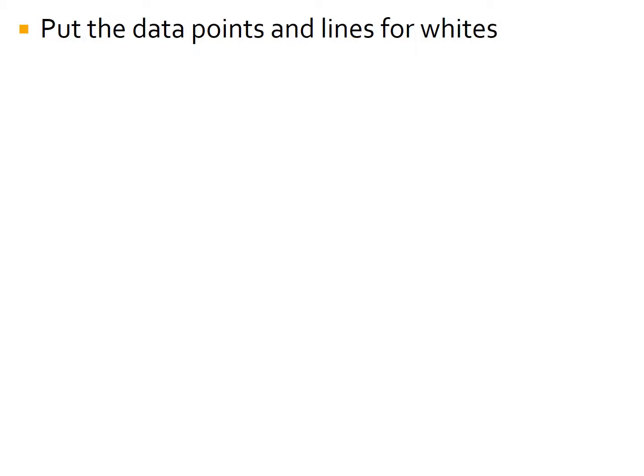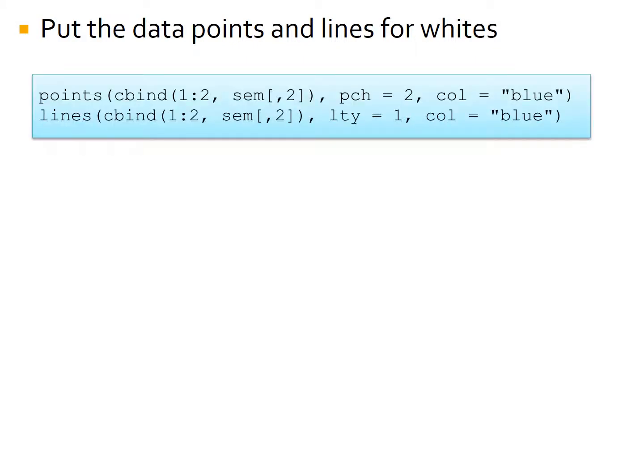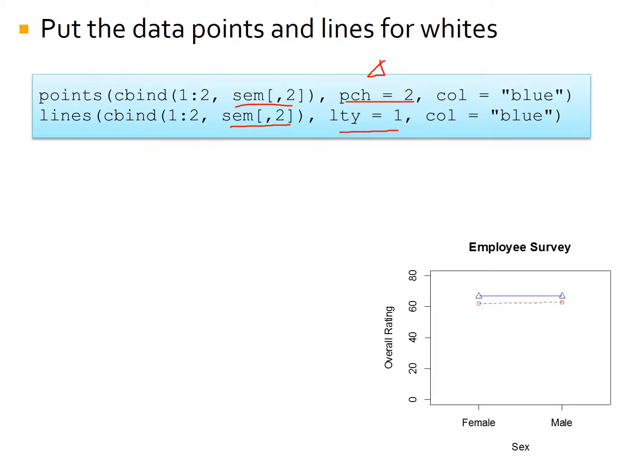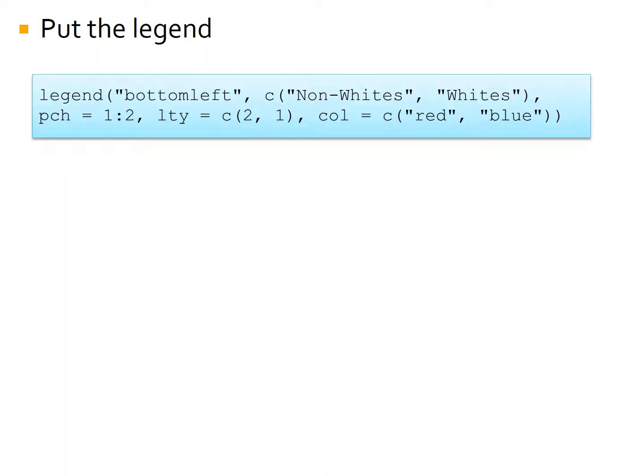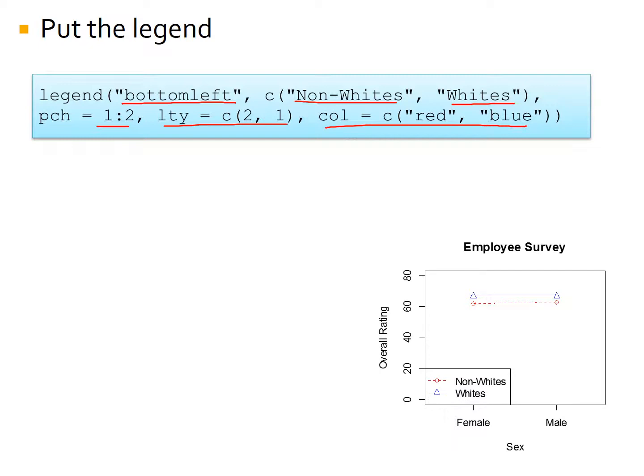And next I put data points and lines for whites, so I select the second column over here, and PCH equal 2 for the triangle, LTY equal 1 for the solid line, and color is blue. We'll get this, and don't forget the legend. So I would like to put the legend on the bottom left, and for non-whites and white, PCH equal 1 and 2, LTY equal 2 and 1, color is red and blue. We will get this.